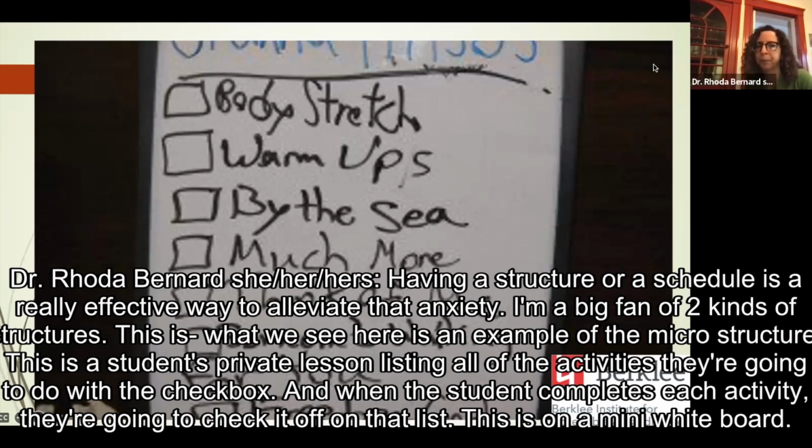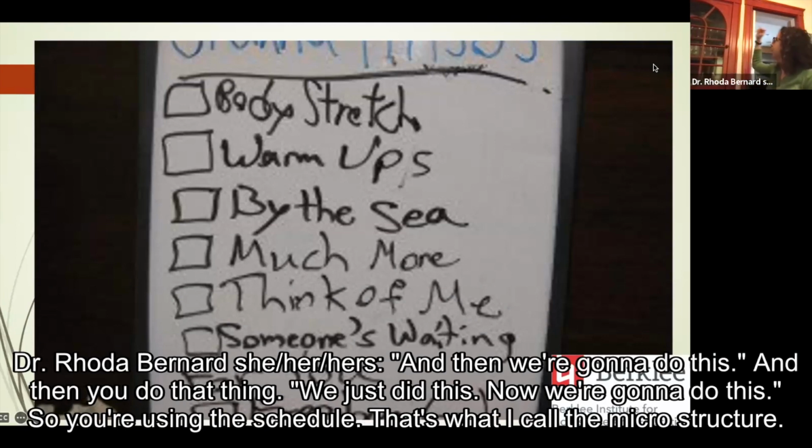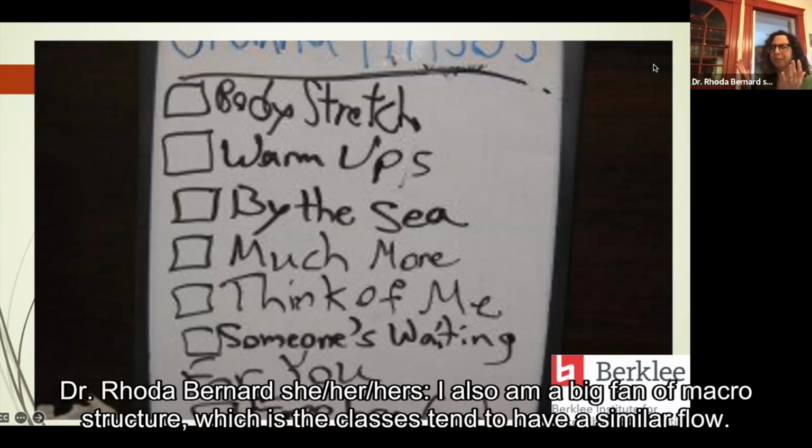This is on a mini whiteboard. So not only does it list everything, so it's the microstructure of what's happening in that session, but it is being telegraphed, which is another big theme for me, where the student is interacting with the schedule. And it could be this kind of checklist, or it could be the teacher having the list on the whiteboard of what they're going to do in class today and saying, we're starting with this, and then we're going to do this. And then you do that thing. We just did this. Now we're going to do this. So you're using the schedule. That's what I call the microstructure. I also am a big fan of macro structure, which is that classes tend to have a similar flow.